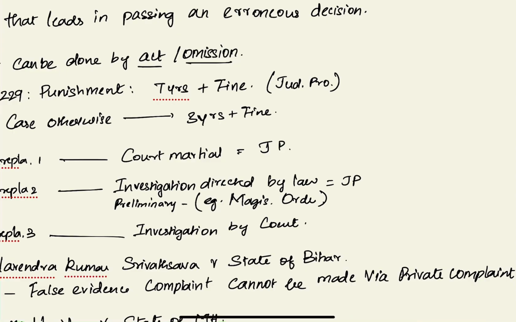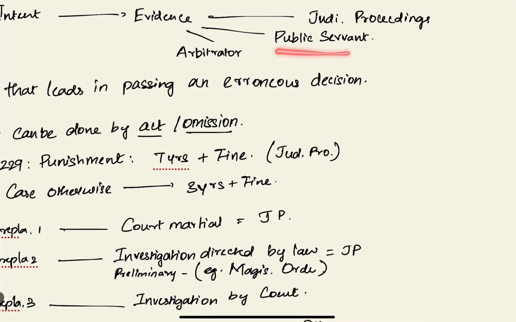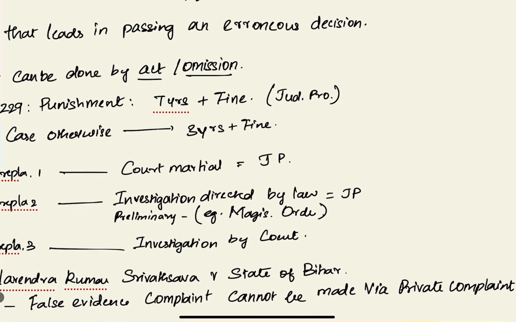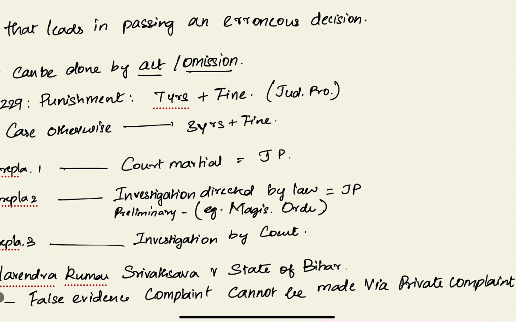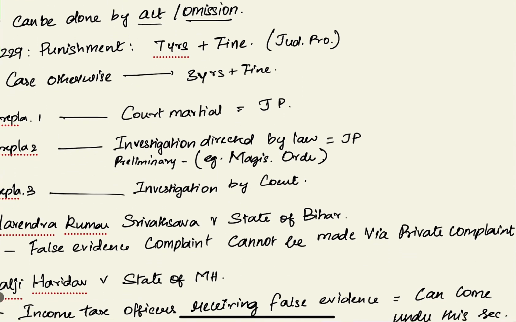So in case of judicial proceedings, the punishment would be 7 years plus fine. And otherwise, like in case of a public servant, before public servants, or an arbitrator in case of arbitration, 3 years imprisonment or fine would be imposed. Explanations are given for this section.